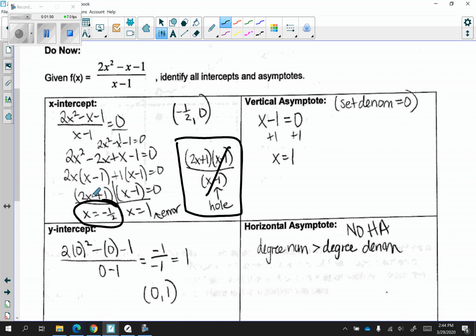To find my vertical asymptote, I set the denominator equal to 0. X minus 1 is equal to 0, so x is equal to 1. To find my y-intercept, we substitute 0 in for x, and I get 1. So 0 comma 1 is my y-intercept. To find my horizontal asymptotes, remember I have to look at the degrees. The degree of my numerator is larger than the degree of my denominator, so therefore there is no horizontal asymptote.